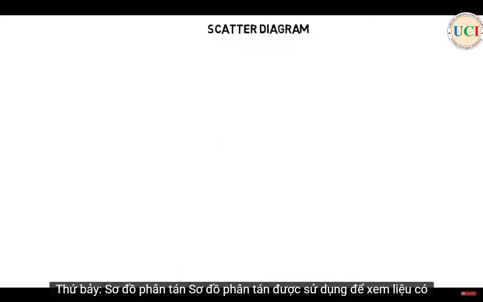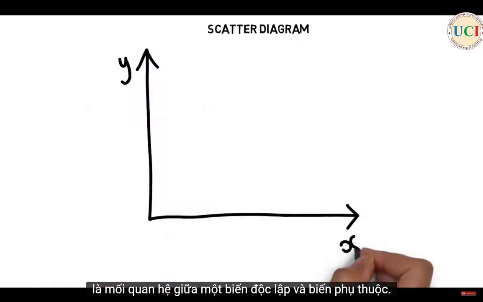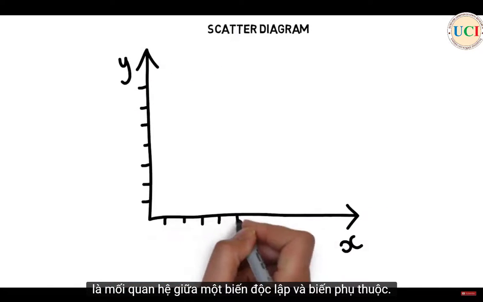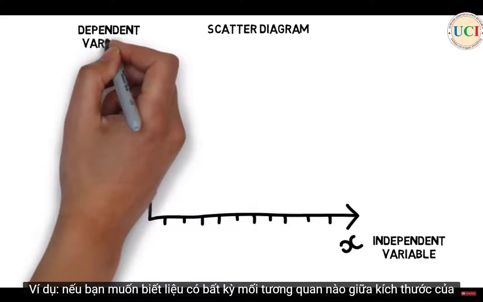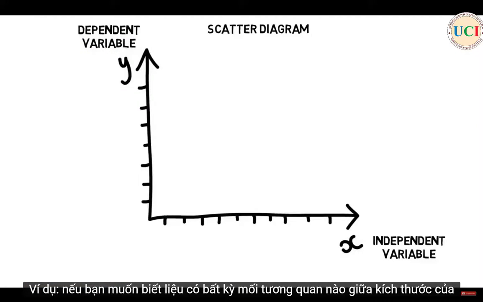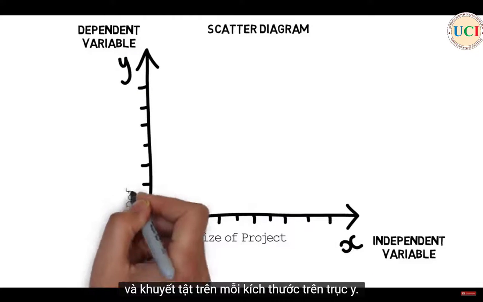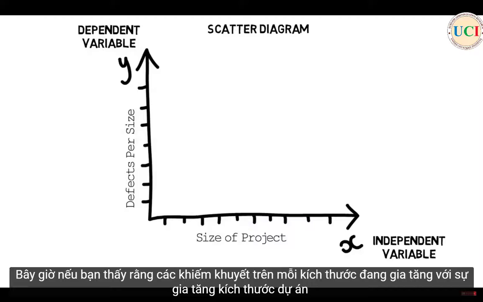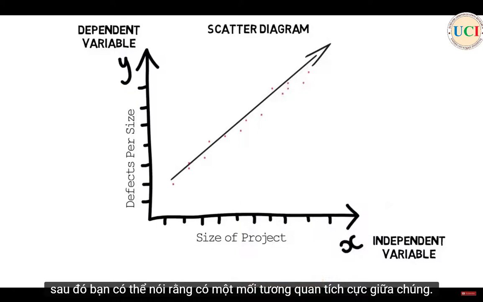Seventh, scatter diagram. Scatter diagram is used to see whether there is a relationship between an independent variable and a dependent variable. We plot independent variable on the x-axis, and the dependent variable on the y-axis. For example, if you want to know if there is any correlation between the size of the project and defects per size, then you can plot the size of the project on the x-axis and defects per size on the y-axis. Now if you see that the defects per size are increasing, with an increase in project size, then you can say that there is a positive correlation between them.